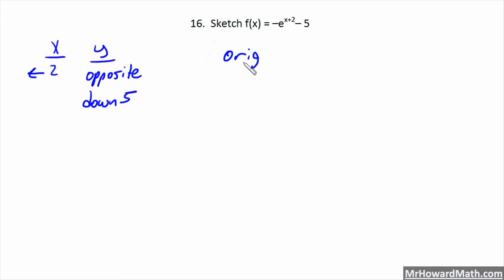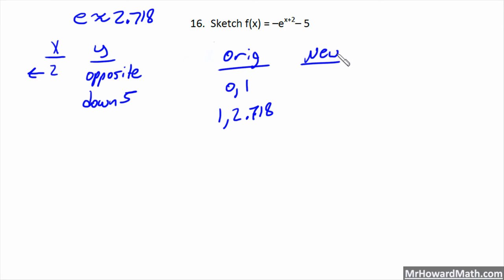So the original table would be 0, 1, and 1, base always, and the base is e, and e is approximately 2.718. So refer back to that lesson if you need to, but e is approximately 2.718, that value. So that's what we're using here. Now the new table. So x's go left 2, so it was at 0, now negative 2. This x was at 1, left 2 takes you to negative 1. Now for the y's, so make it opposite. It was 1, opposite makes it negative 1, down 5 takes you to negative 6. So again, it's positive 1, make it opposite, negative 1, down 5 from there takes you to negative 6.